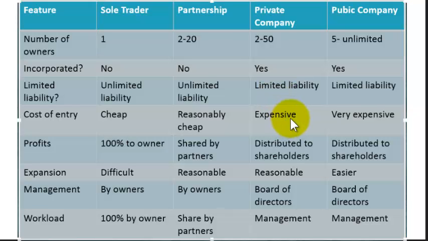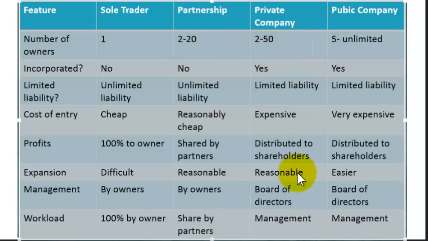Because there are more laws involved and there's strict guidelines around the Company Act, it is much more expensive to set up. The profits are distributed pro rata to the shareholders. So if I'm a 30% shareholder, I get 30% of the profits. The ability to expand is reasonable. You can obviously go up to 50 people as opposed to partnership that only has 20.